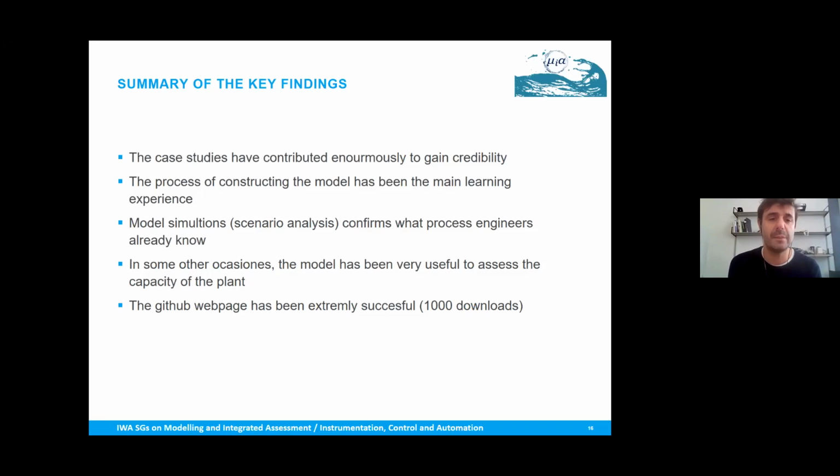And we are very happy because the GitHub page that we launched at the beginning of the year has been extremely successful. We had more than 1,000 downloads. So please check and see if it's something useful for you. So that was all from my side.